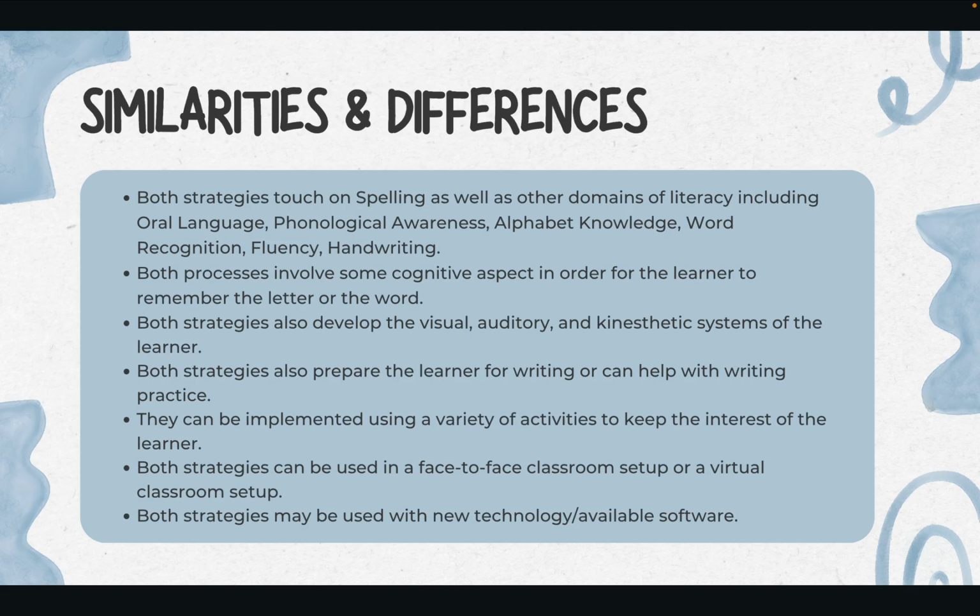Now let's talk about similarities and differences. First, both strategies touch on spelling as well as other domains of literacy, including oral language, phonological awareness, alphabet knowledge, word recognition, fluency, and handwriting. Both processes involve some cognitive aspect in order for the learner to remember the letter of the word. They also develop the visual, auditory, and kinesthetic systems of the learner.